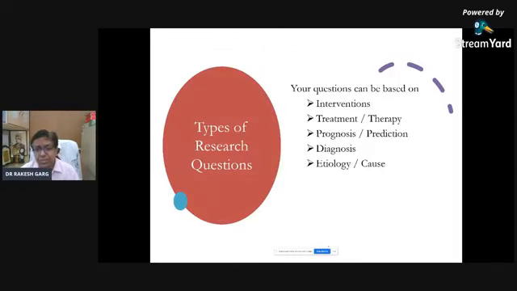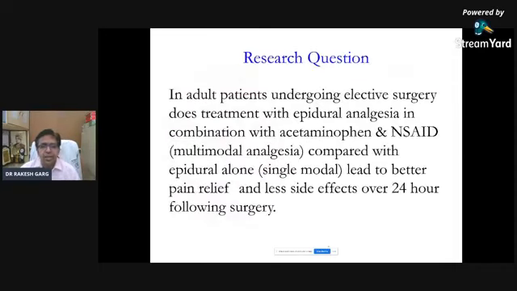The research question could be based on anything. It could be intervention, it could be therapy, prognosis, diagnosis, whatever it is. You can choose any research question, but it should have all the components of PICO. Let's see this example. Now, I think this appears to be a complete research question. In adult patients undergoing elective surgery, does treatment with epidural analgesia in combination with acetaminophen and NSAIDs, that is multimodal analgesia, compared with epidural alone, single modal, lead to better pain relief and less side effects over 24 hours following surgery? I think this appears to be, so I'll just wait for half a minute for you.